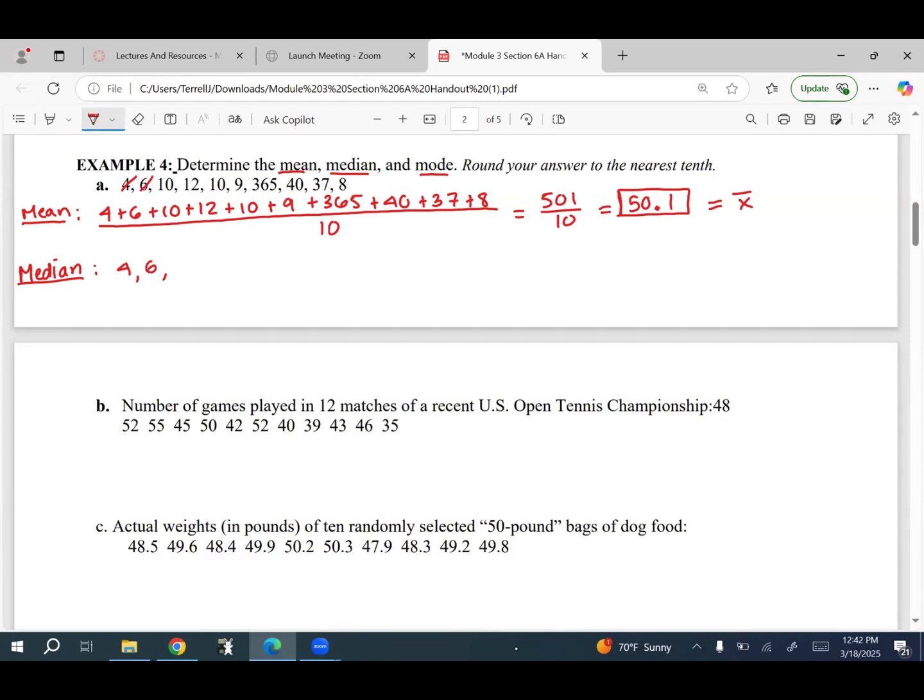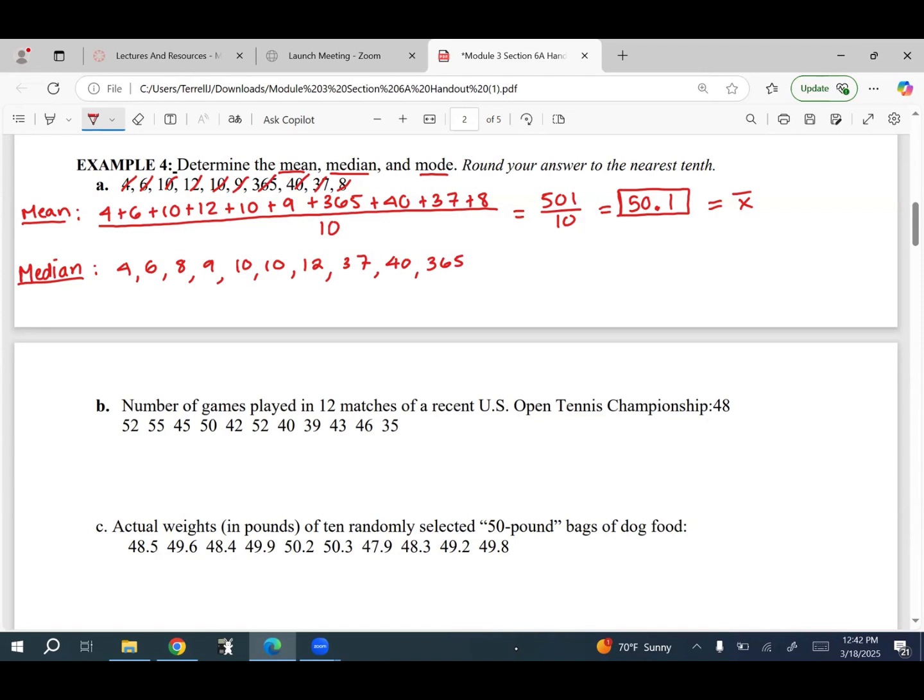Then 6, then 8, then 9. Then there's 2 10s. Then there's a 12, 37, 40, and then 365. Okay, from there, what you do is you look for the middlemost number. So when I look at this, I know a value is in the middle because the numbers to the right would be the same amount of numbers to the left.